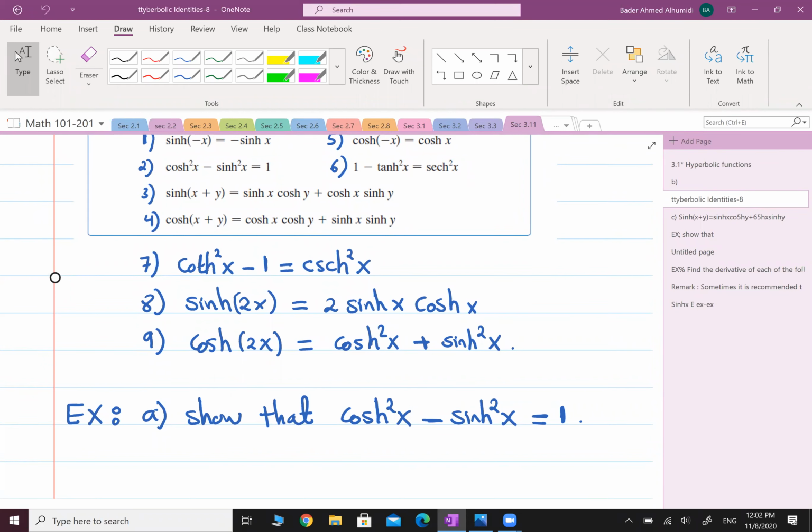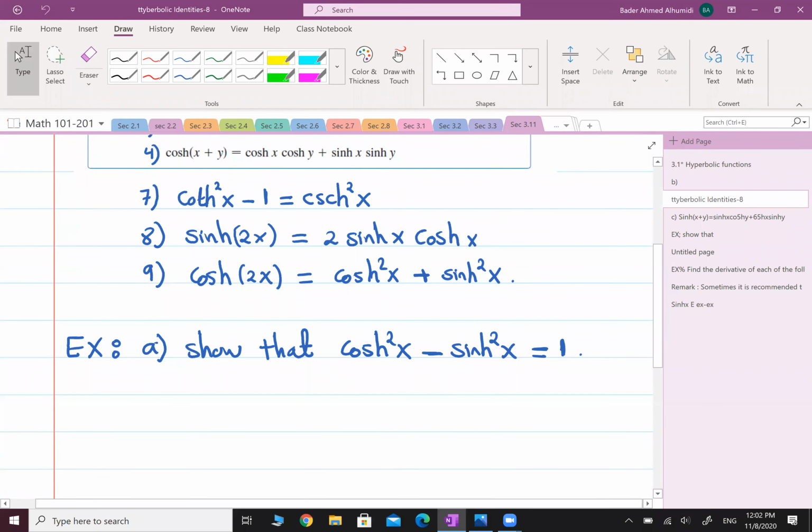We have the sum of two angles. If you remember, for trigonometric functions, sine of x plus y is sine x cosine y plus cosine x sine y, which is exactly the same for hyperbolic. But for the hyperbolic cosine, in trigonometry we have cosine cosine minus sine sine; here we have plus sine sine, and so on. We have other identities like the double angle identity. Here sine hyperbolic of 2x is 2 sine cosine, exactly the same as in trigonometry, but cosine hyperbolic of 2x is cosine squared plus sine squared, whereas in trigonometry we have cosine squared minus sine squared.